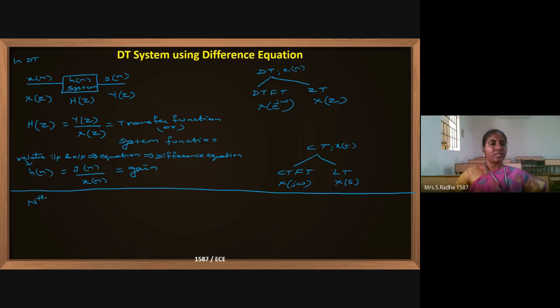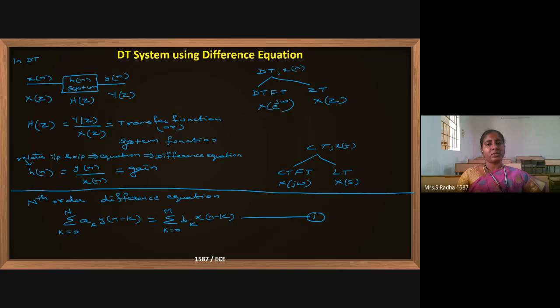In general, the nth order difference equation is given by summation ak y of n minus k equal to summation bk x of n minus k. So n minus k means delay units, and ak, bk are constants. For a, I will take k equal to 0 to n. For b, I can take k equal to 0 to m, which means the number of constants need not be the same. This is equation 1, the nth order difference equation.